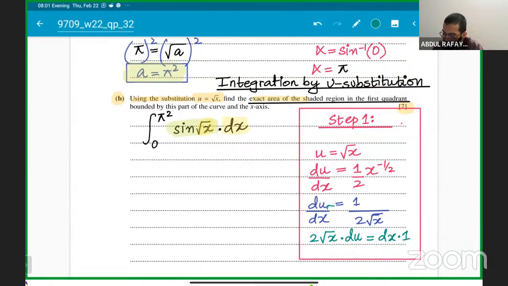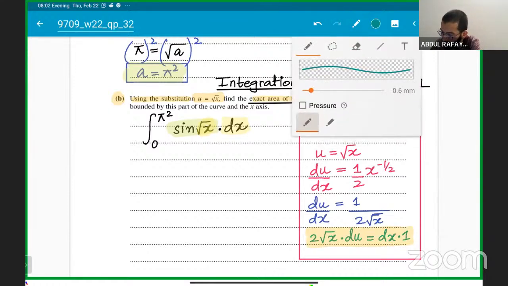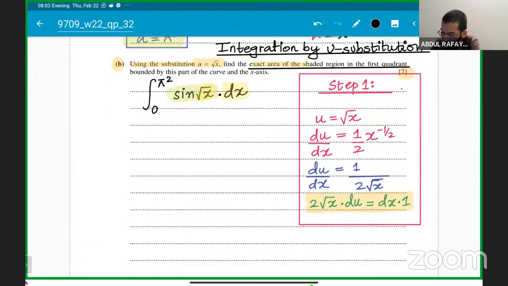Let me know if anyone didn't get this. We can explain again. Now, coming back to the question, we'll remove it, we'll change it. Is everyone following? So follow very carefully.